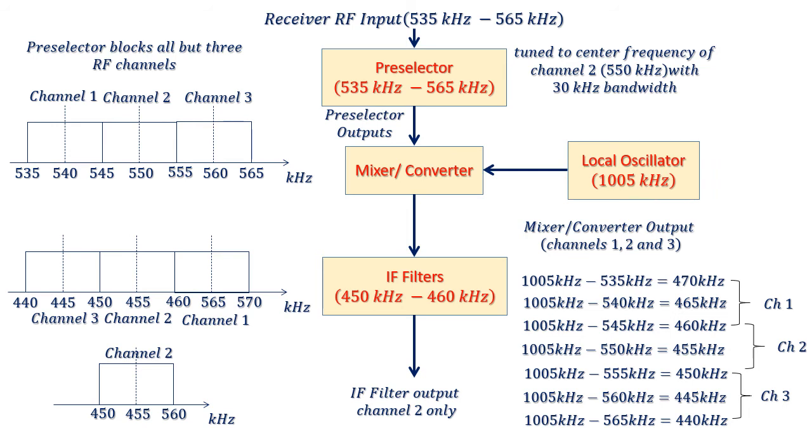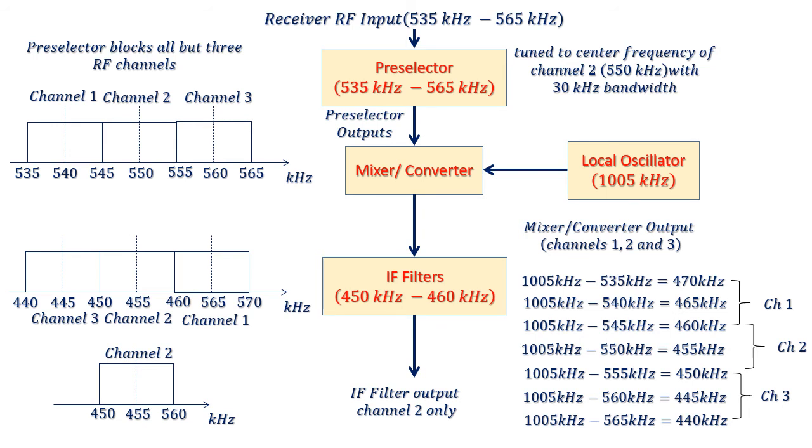Next, the preselector has its output sent to the mixer or converter, in which it is combined with the local oscillator. It will then down-convert those frequencies to our IF frequency. Now, the IF frequency range is between 440 up until 470 kHz. Out of those frequencies, still 30 kHz bandwidth, we will select only the middle part, channel 2.